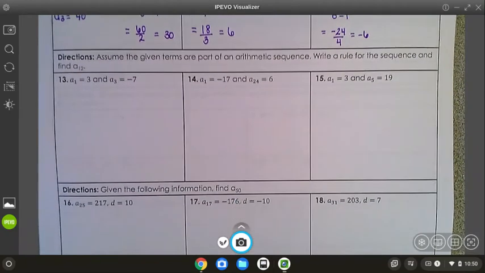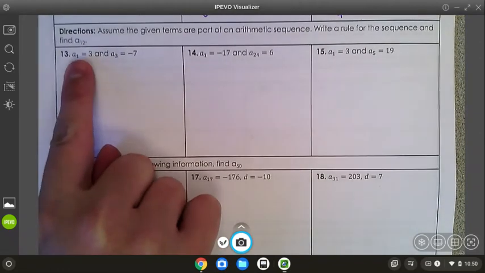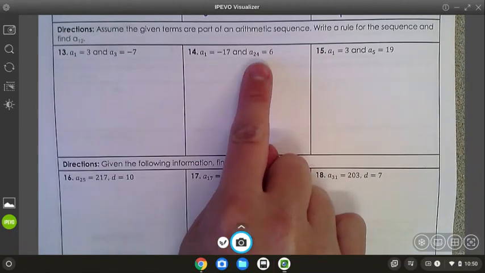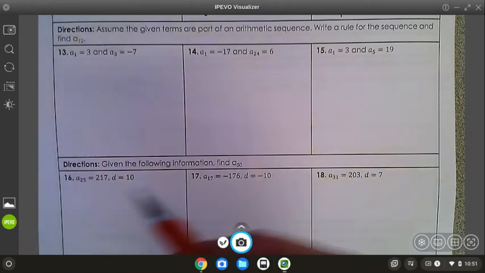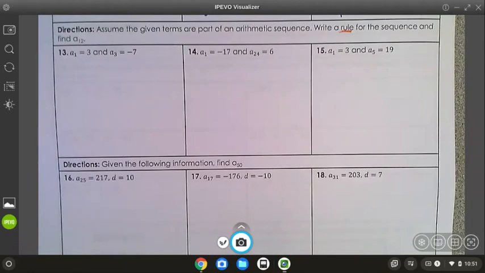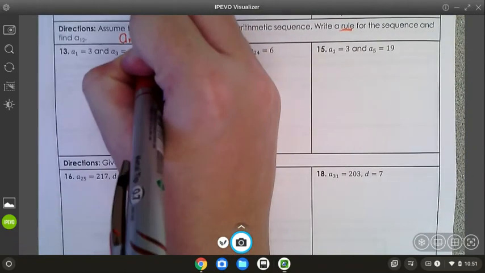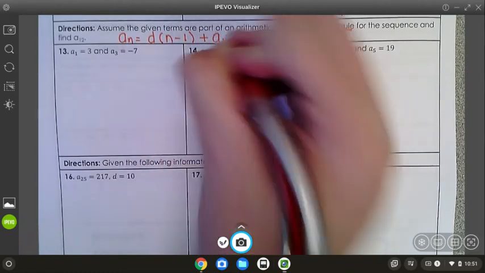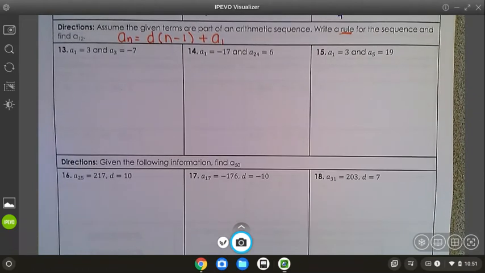Let's look at the next few types of questions. On all of these questions, I'm given the first term and some other term, and you are asked to write a rule. You're going to write the formula. So remember, a_n equals d(n minus 1) plus a_1. You might want to write that down so you don't have to flip back and forth.